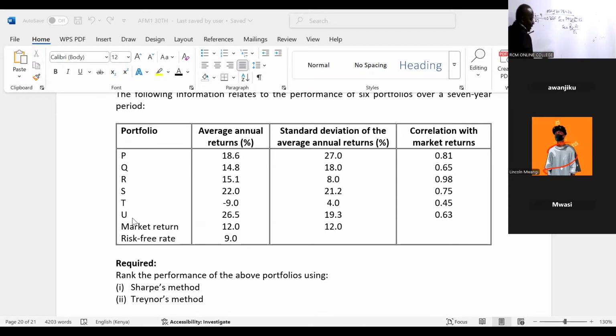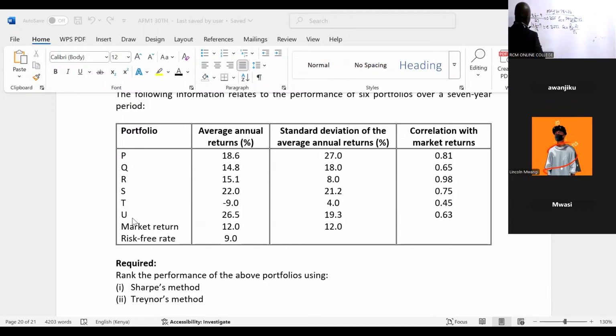From there, we go to Q. For Q, I can see the average return there is 14.6. Risk-free does not change. Standard deviation of Q, I will be able to read there, which is 18. So this one gave you what figure? 0.322.